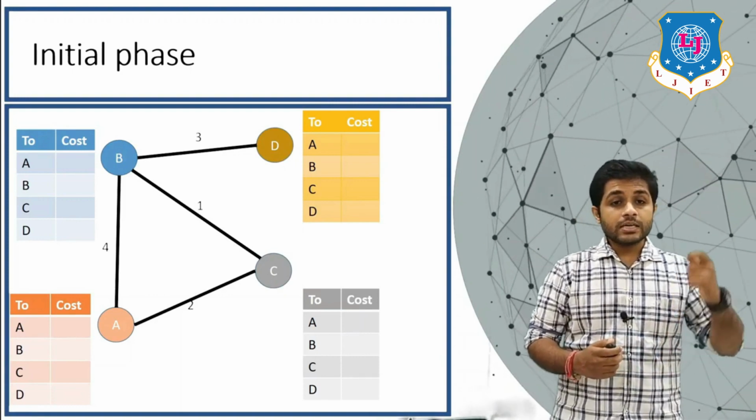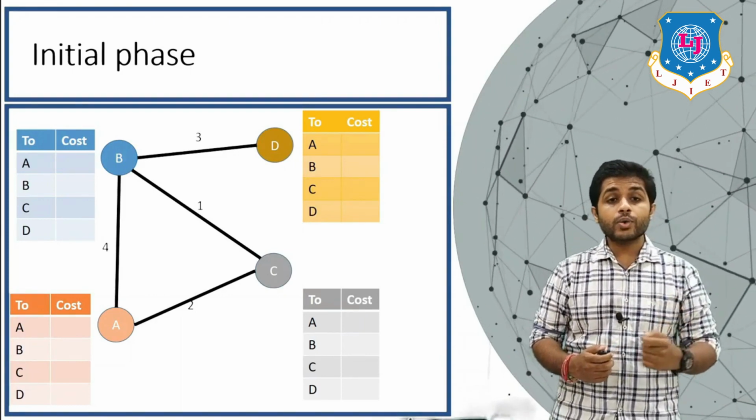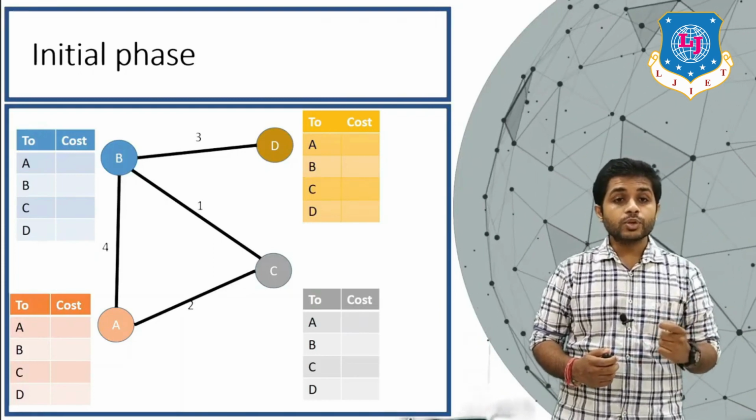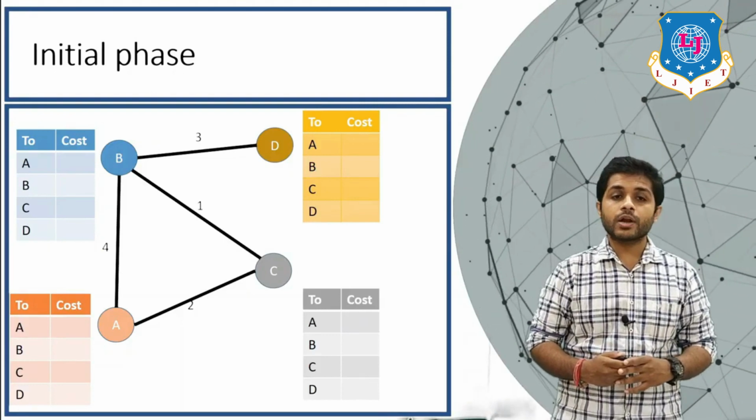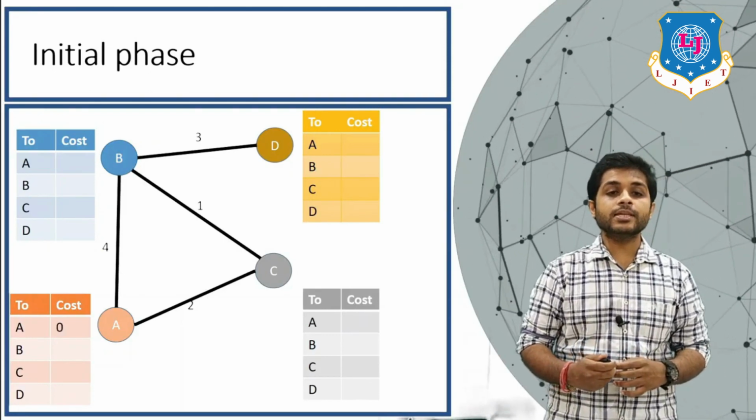Now in the starting phase, a router only knows the distance to its adjacent nodes. For example, for router A, the distance from itself is 0.